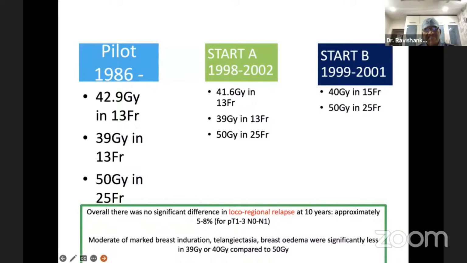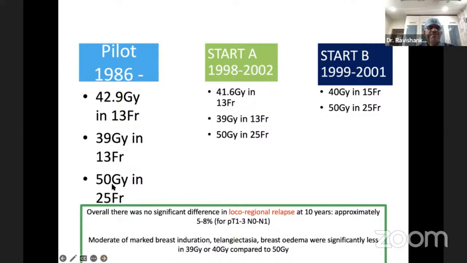Actually, many of our friends who are working in UK, especially in Manchester, keep on doing what is called hypofractionation. Before the concept came, when I was a student in CMC Vellore, I used to see the patients being treated with various different kinds of hypofractionation schedules at Manchester. Manchester is known for hypofractionation. So that's where the origin of hypofractionation came.